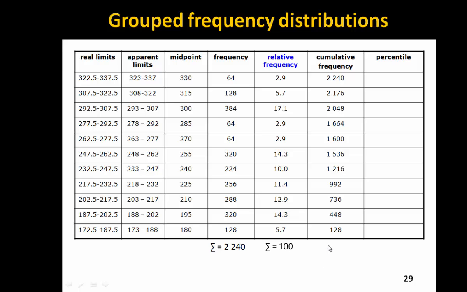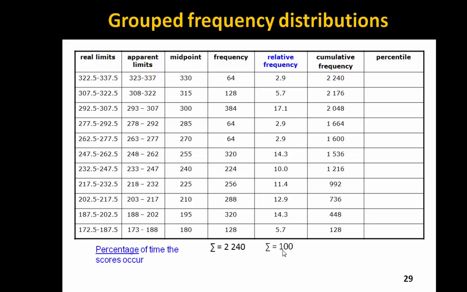We then compute using the equation presented in a previous video. We then compute the relative frequencies that occur as a percentage. So 64 divided by 2,240 expressed as a percent is 2.9. 128 divided by 2,240 is 5.7. And we continue this all the way through until we get to the bottom. And when we add up all the relative frequencies, it should add up to 100.